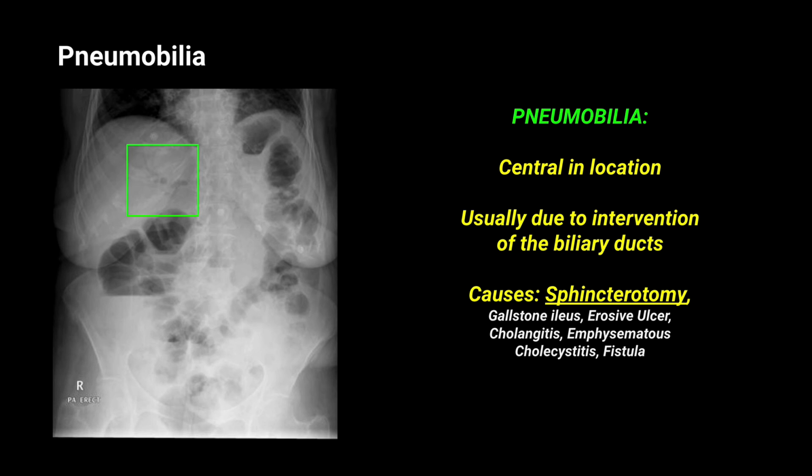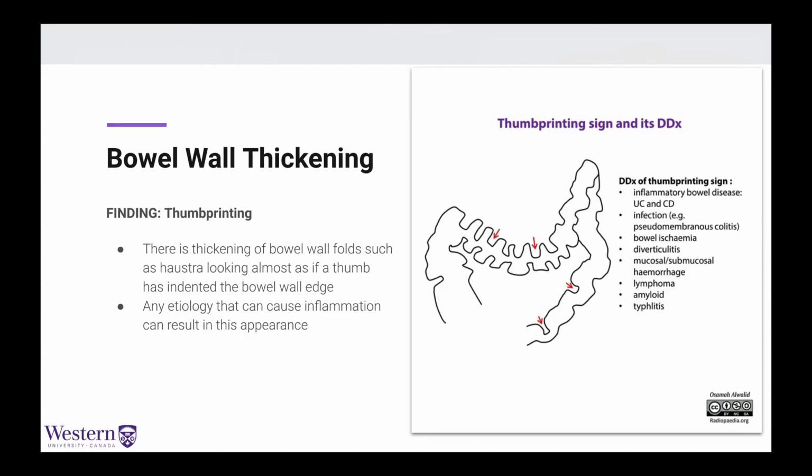There are very rare causes of pneumobilia, including a gallstone ileus, where a gallstone has gone straight through the common bile duct and caused a widening of the papilla. Erosive ulcers in the stomach or the duodenum can erode into biliary ducts, causing an air communication or a fistula, and any infection within the biliary duct system, like cholangitis or emphysematous cholecystitis, all these very dangerous conditions can also cause pneumobilia. But most of the time when you take an abdominal radiograph, it's due to something that we have performed, like a sphincterotomy or some sort of procedure to the biliary ducts.